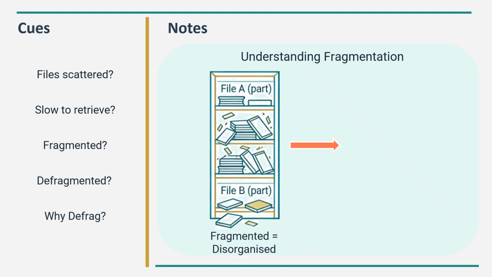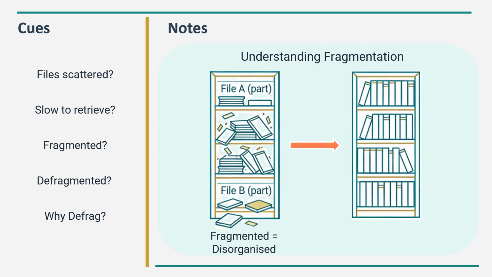Defragmentation is like reorganizing the bookshelf alphabetically, putting all history together, all math together, all trash together. The utility program reads fragmented files and rewrites them consecutively so they're all together on the disk. After defragmentation, the computer can retrieve files faster because they're stored in one continuous area, not scattered.